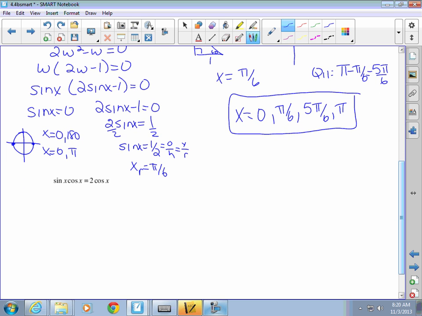Okay, next example. I have sine x cos x equals 2 cos x. So I have two variables in this one. So that means for this one, I'm going to let w equal sine of x, and I'll use j. J is equal to cos of x. So I have here wj is equal to 2j.